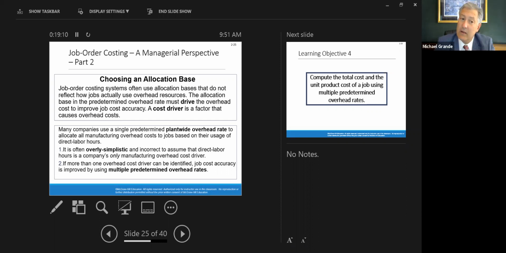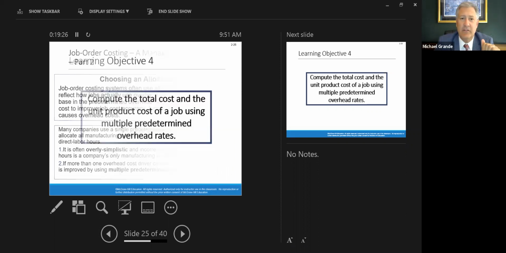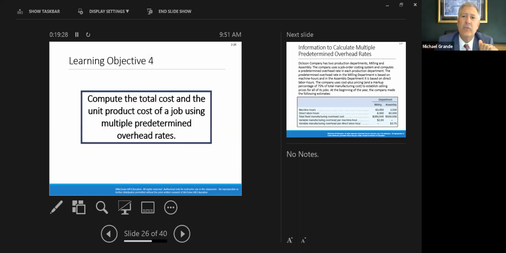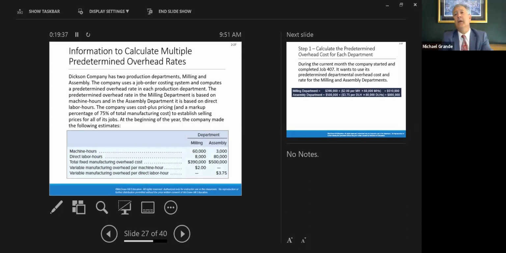But now that companies have become more sophisticated, they're keeping track of other things, and they're able to find other allocation factors, other allocation bases. So they can use multiple predetermined overhead rates. We're going to see an example. Compute the total cost and unit product cost of a job using multiple predetermined overhead rates. So here's a great example.